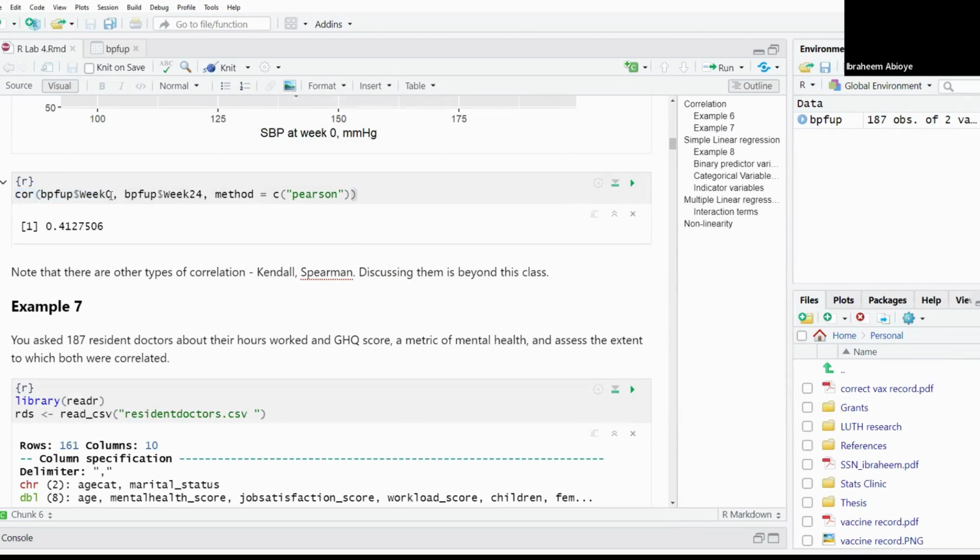And this is the code for it: cor, the X variable, which is just one of the variables, it doesn't matter which one, and then the method.